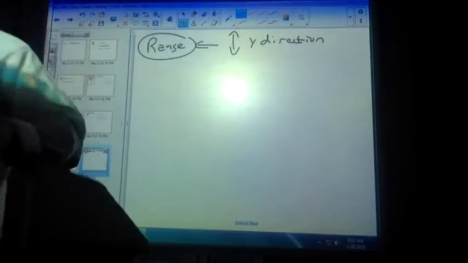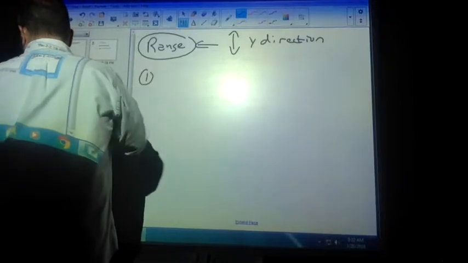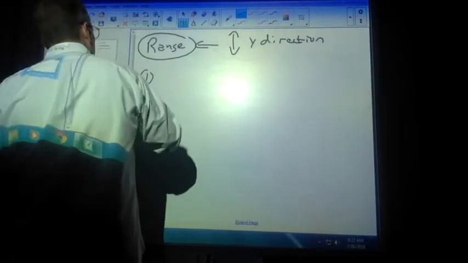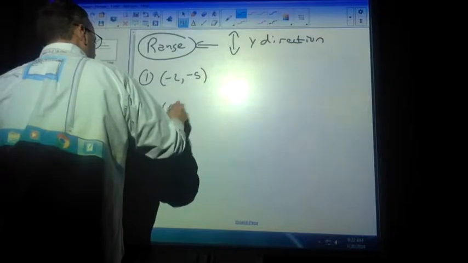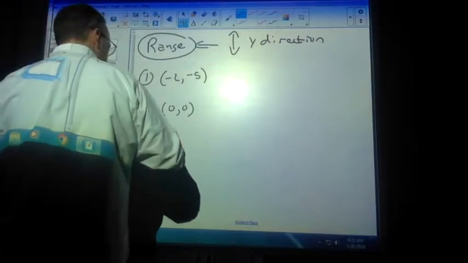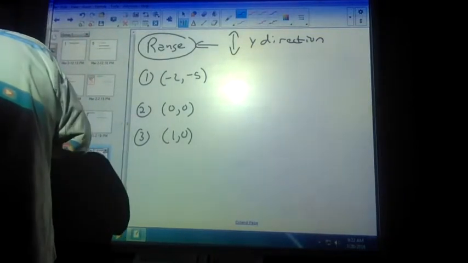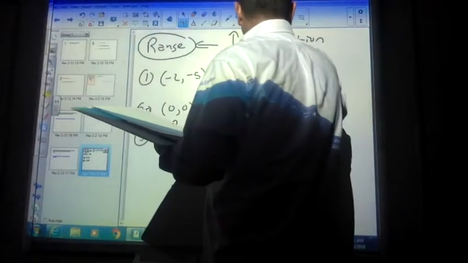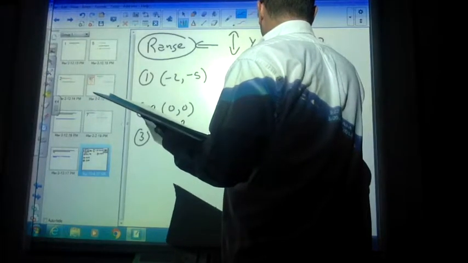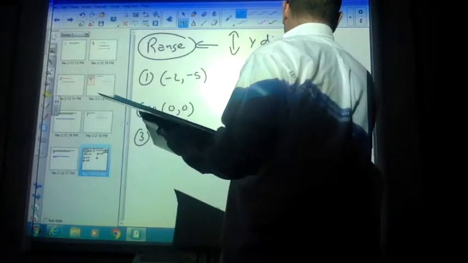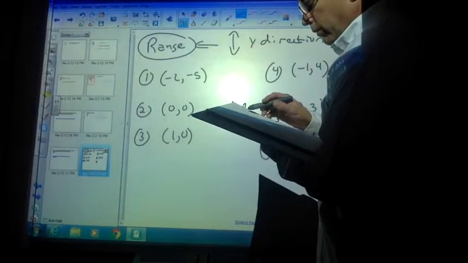So remember, the range is, what is it doing in the y direction? Okay, so let's see. I'm going to list the vertices. For problem 1, it appears the vertex is at -2, -5. Problem number 2, the vertex is at 0, 0. Number 3, the vertex is at 1, 0. Problem number 4, the vertex appears to be at -1, 4. And number 5, the vertex is at 0, 3. And problem 6, the vertex is at 1, -1.